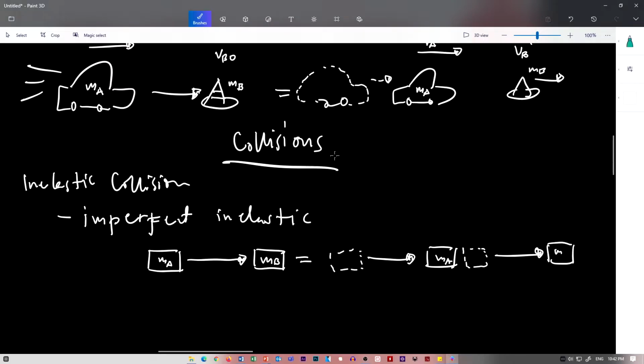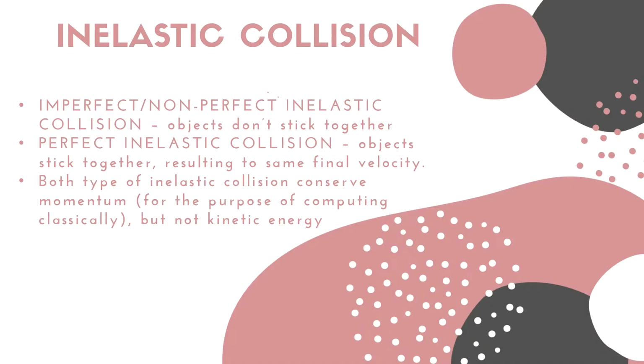So let's say we're assuming the movement of m sub a is due east, and then m sub b is stationary. So upon collision, m sub a will still be moving in that direction, but at a smaller or slower velocity. And then m sub b will be moved. Initially it's at rest, right? But since it was struck by m sub a, it will be moved as well. So that's what it means for objects not sticking together. So that's what you have to remember.